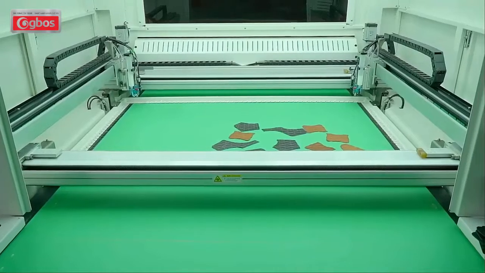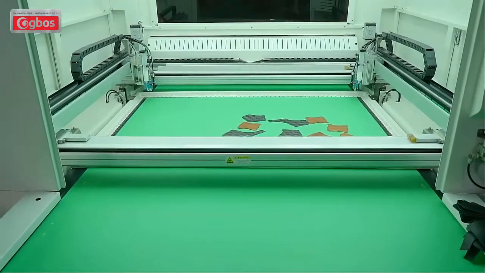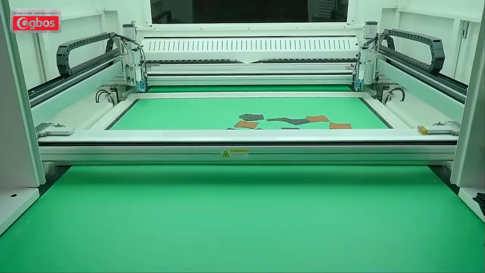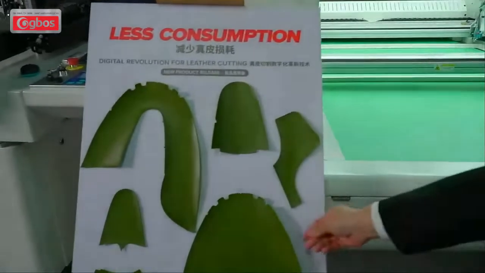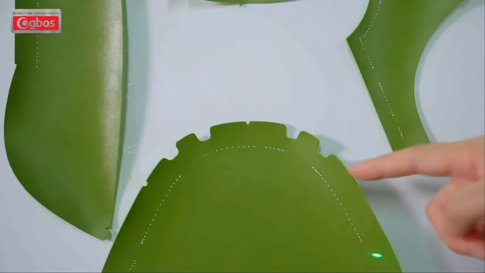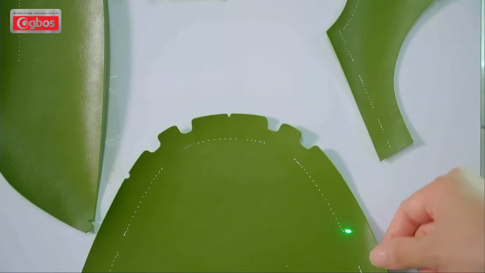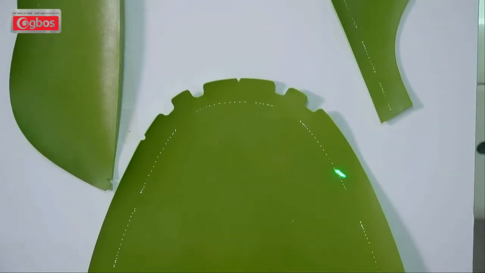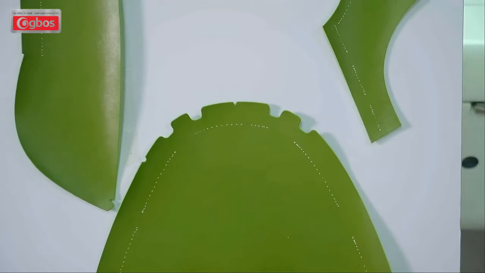And sometimes you will also need to mark on leather, some leather. For example, let's have a look at this one. Some leather like this one, it's easy to wrinkle, right? Here at the edge, it's easy to wrinkle. So we also stand as the end user to solve this problem.